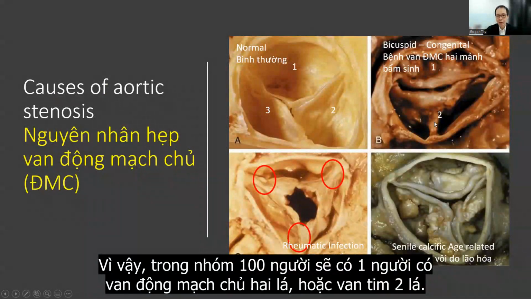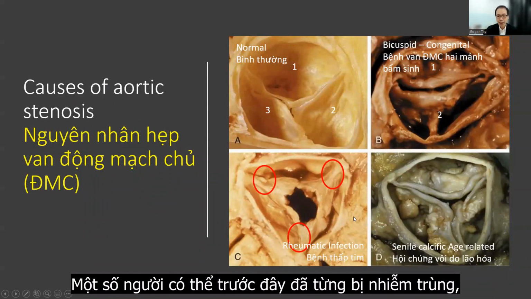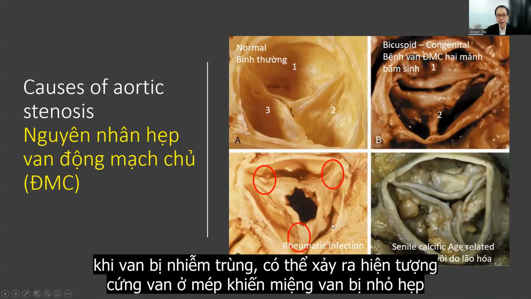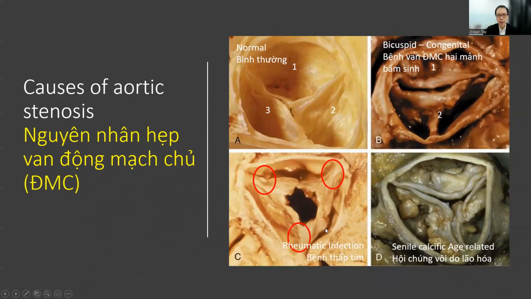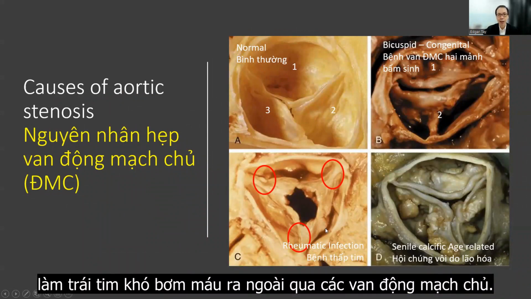or 2 leaflet heart valve. In some other people, they might have had an infection in the past before. And when an infection of the valve occurs, hardening of the valve can occur at the edges, leaving a very restricted and small opening, which makes it very hard for the heart to pump blood out through the aortic valve.